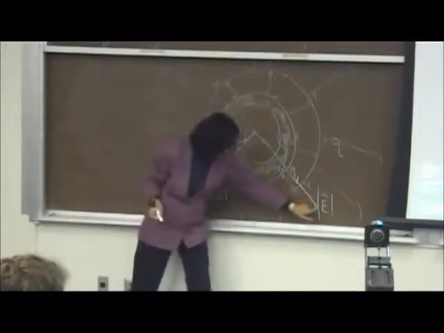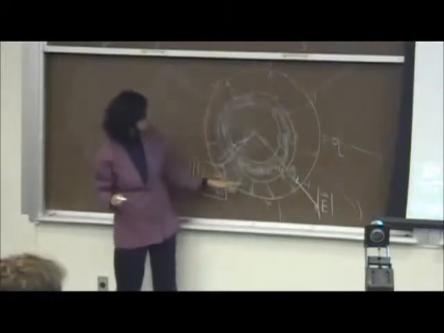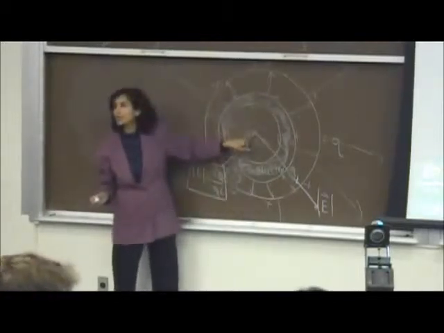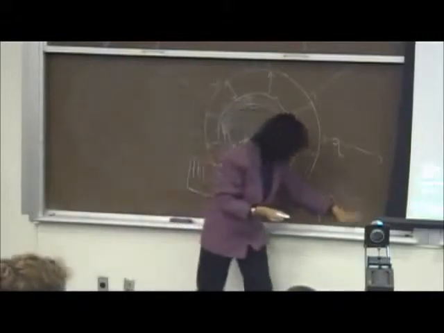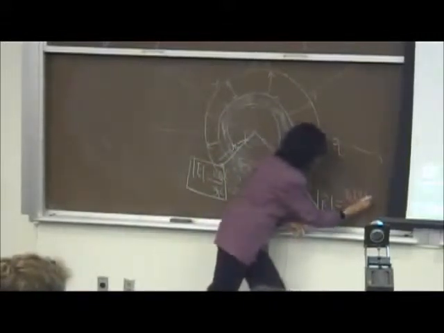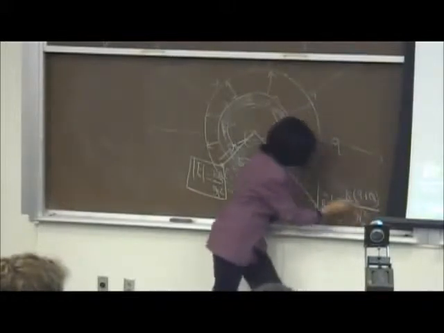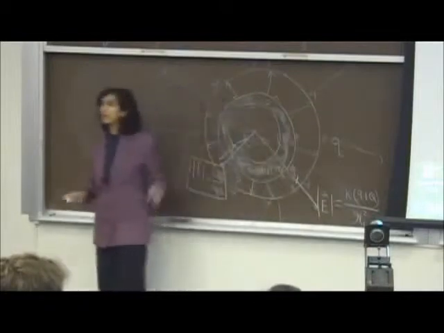Remember, for a point outside, if you want to find the electric field, you can think of the charge uniformly distributed on the sphere as though it was located at the center. So this is going to be k times (q plus Q) divided by r1 squared, where r1 is this distance. Is everybody seeing that?